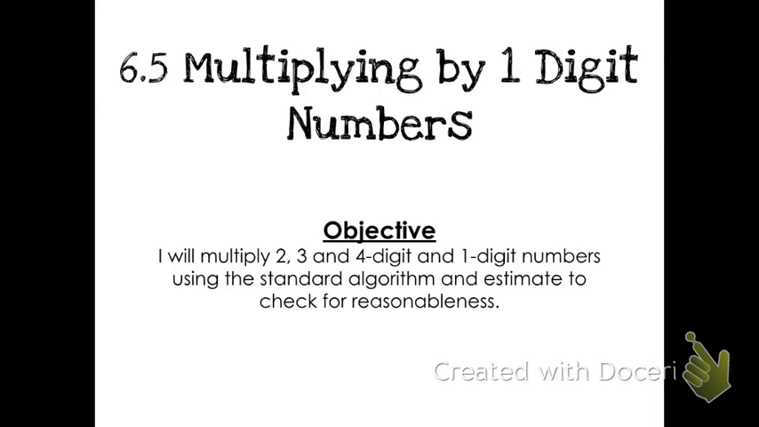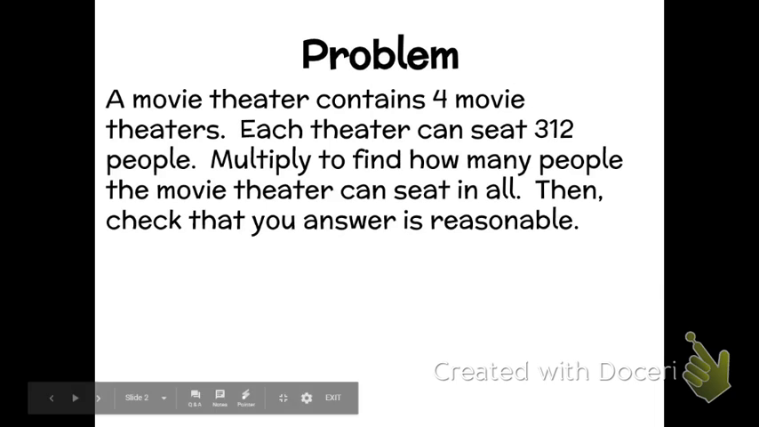Today's lesson is topic 6.5, multiplying by one-digit numbers. The objective today is that you will multiply 2, 3, and 4-digit numbers and one-digit numbers using the standard algorithm and estimate to check for reasonableness.